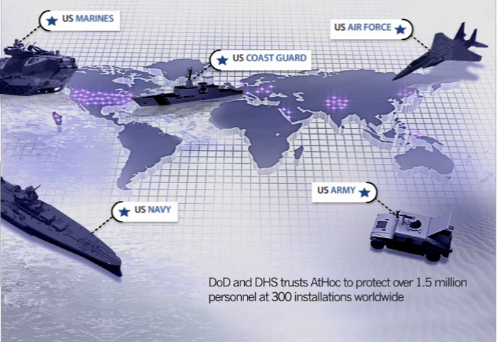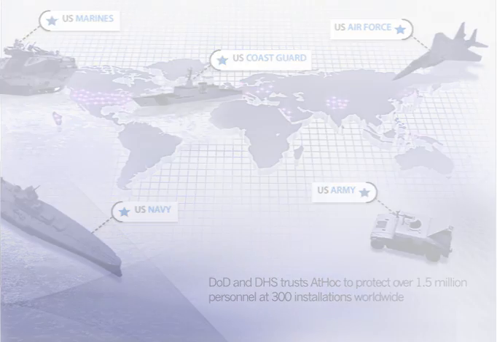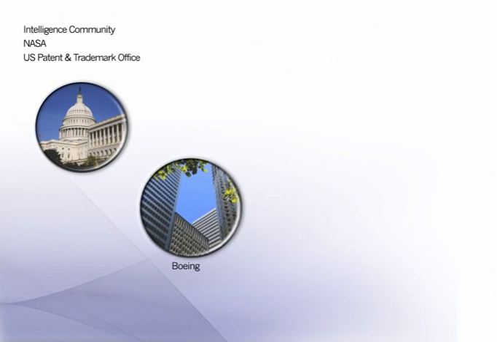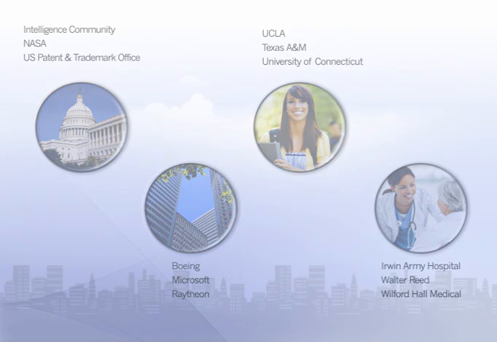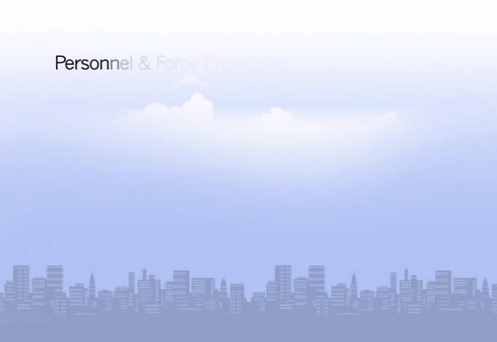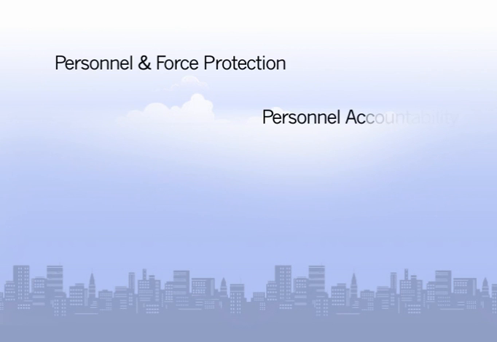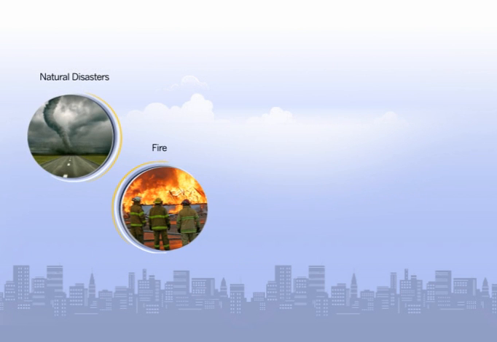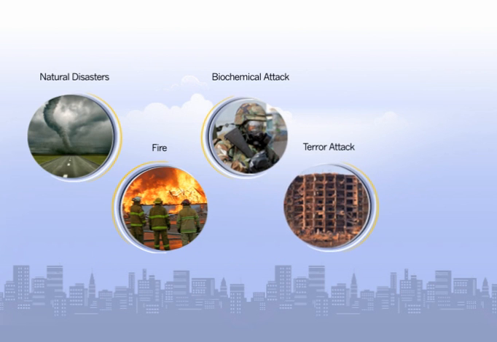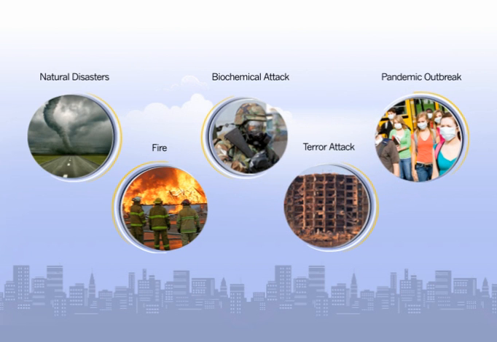This track record has resulted in its selection by some of the world's largest government, commercial, higher education, healthcare, and other public safety organizations. AtHoc's customers use its software to fulfill the requirements for personnel and force protection, personnel accountability, recall, critical infrastructure protection, and regulatory compliance. Critical events can happen in a heartbeat, all demanding a swift, coordinated response and notification.